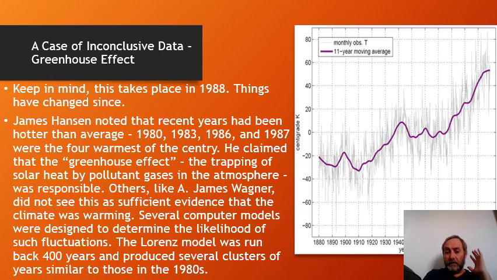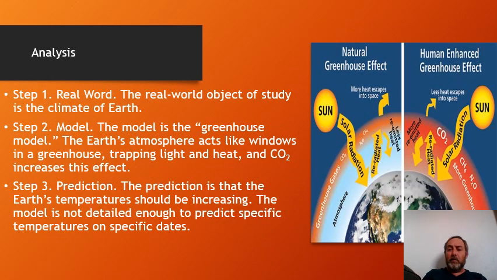So now we need to pick through it and find all the parts. So step one, what is the real world phenomena under investigation? The climate of the Earth, strictly speaking, the temperature, right, of the Earth. Step two, the model. Well, two models are mentioned, right? But the model that's being investigated, the model that's being evaluated here, is the greenhouse model. So this is Hansen's claim that the Earth's atmosphere, right, is acting like the windows in a greenhouse. It's trapping light and heat. Carbon dioxide and other gases are increasing effects.